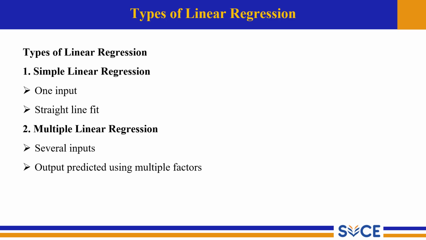Next, we have multiple linear regression. In real-world problems, outcomes are rarely determined by just one factor. Multiple linear regression addresses this by using several input variables at the same time. Here, the model learns how multiple factors such as size, location, age, and number of rooms combine to influence the output. This makes the predictions more accurate and the model more realistic for complex datasets. Simple linear regression focuses on a one-to-one relationship, while multiple linear regression captures the effect of multiple predictors working together to determine the output.